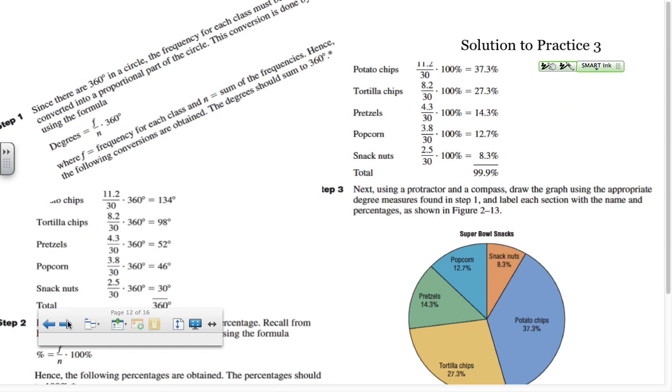Here are your answers. Notice they did all the work, so they were showing all the different work with this. It did the work with all the degrees on a circle. You don't need to do that, okay? I'm not asking you to do that. We'll do estimated pie charts. This is not the point of our statistics class.